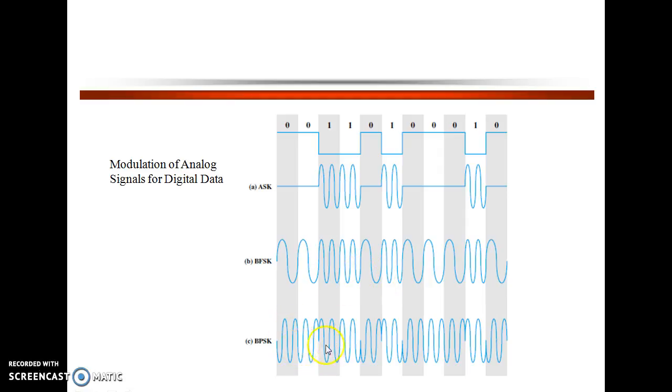The third type of modulation we can see here is binary PSK. Here again we can see two phase shifts: either the 0 phase shift or the 180 degree phase shift, as shown in this waveform. So for the 0 bit there is 0 degree phase shift for the carrier, and for the 1 bit there is 180 degree phase shift for the carrier signal. In this way we can differentiate the ASK signal, BFSK signal and BPSK signal, which are amplitude shift keying, binary frequency shift keying and binary phase shift keying.